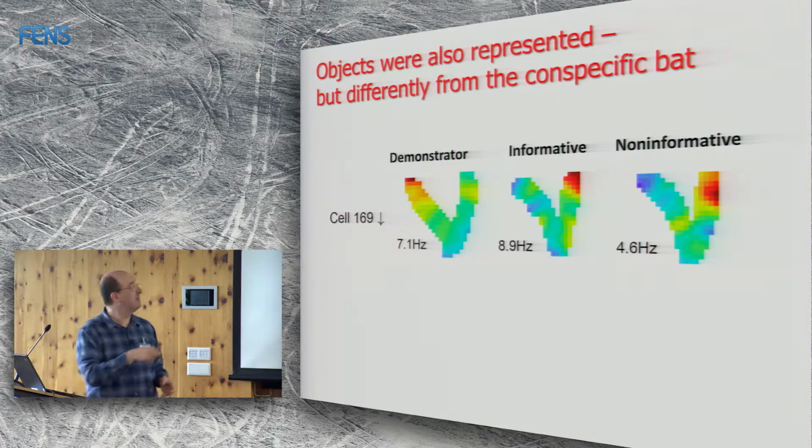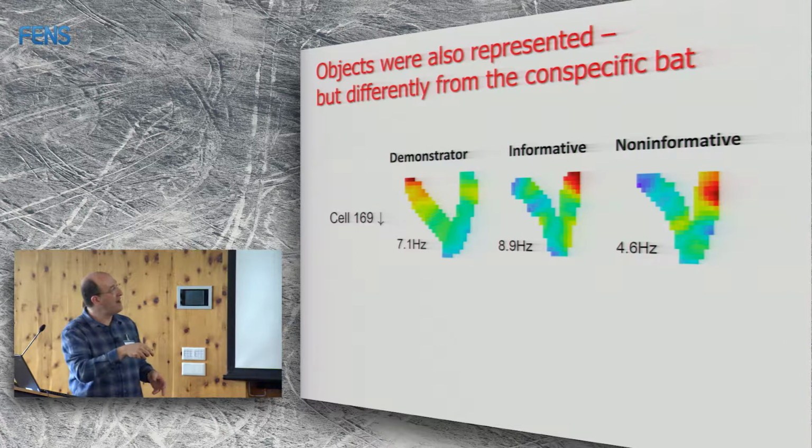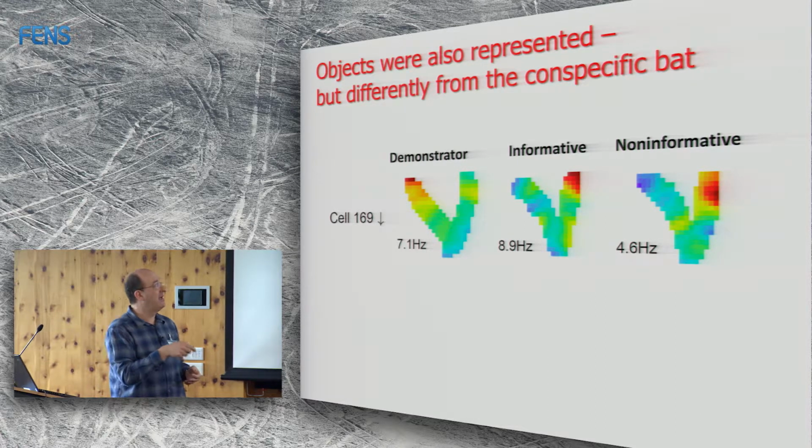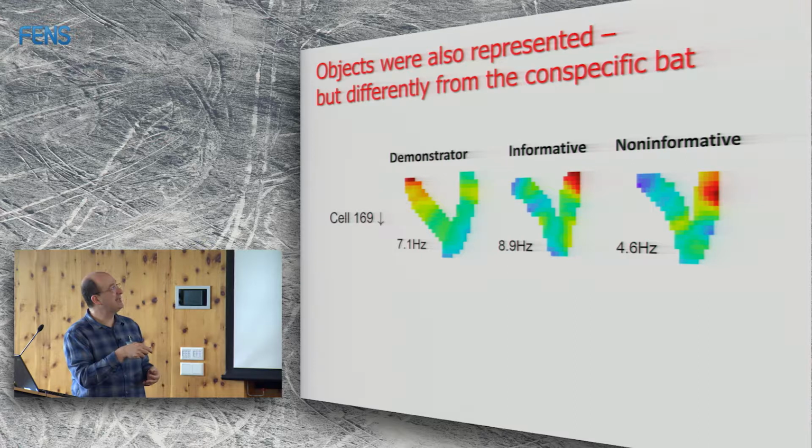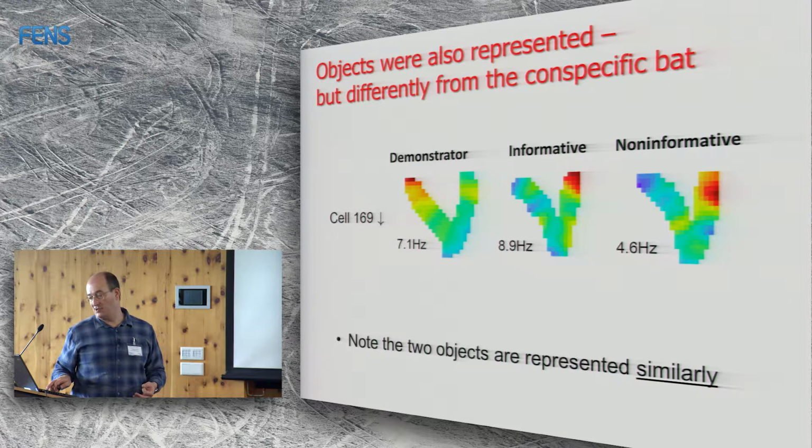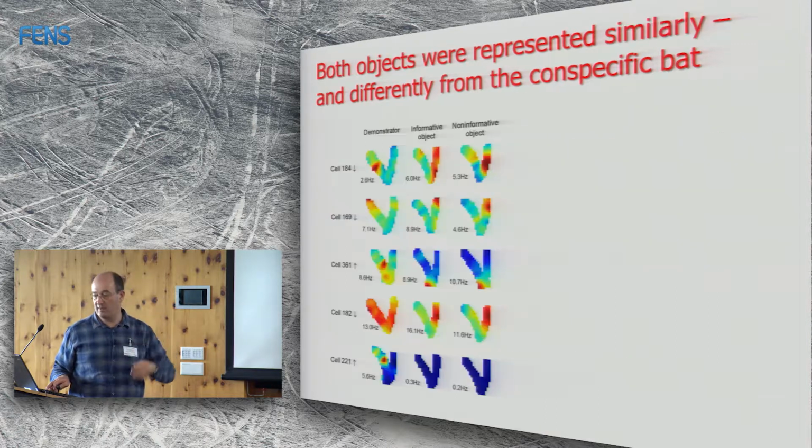And what we found is that this is an example of one neuron that in fact is representing these 2 objects, it turns out. So there is a representation in some of these neurons of the position of a moving object, but you see that these 2 objects, the informative one, which I'm supposed to mimic, and the non-informative one, the 2 maps are quite similar and different from the representation of the conspecific, of the other bat. And so the 2 objects are represented similarly and different from the other bat.